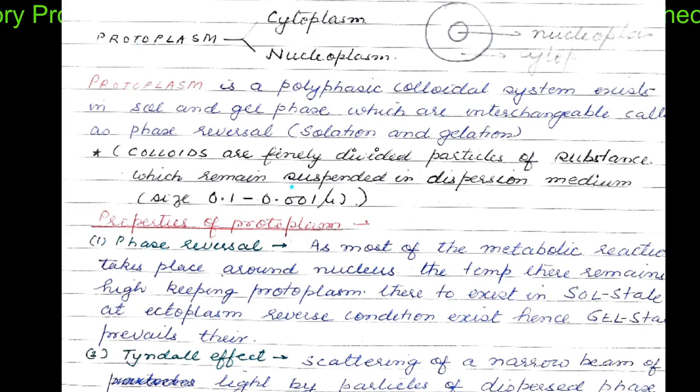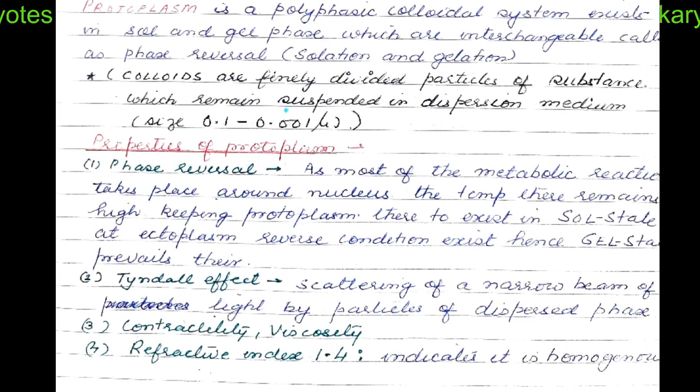And this is very important as far as the movement of the cell is concerned, and also in certain activities of the cells. A property of the protoplasm, as I have just mentioned, is phase reversal, the solation and gelation. The sol part may undergo gelation and the gel part may undergo solation. Most of the metabolic reactions take place around the nucleus. There, the temperature remains high, keeping the protoplasm in the sol state, and at the ectoplasm the reverse condition exists.